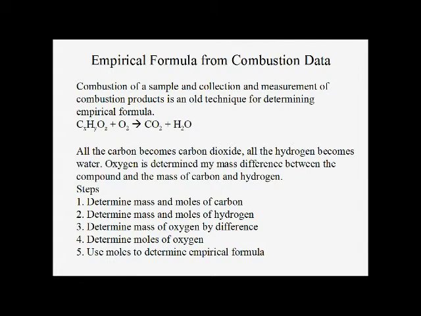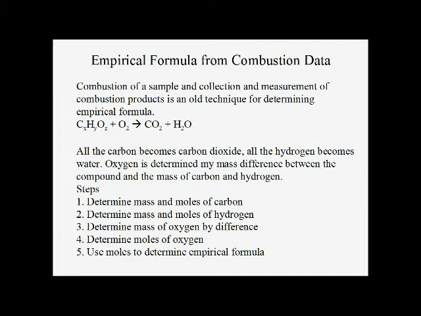So we've calculated the mass of carbon and the mass of hydrogen. We will have the mass of the original compound. So we subtract the mass of carbon and the mass of hydrogen from the mass of the original compound, and this will give us the mass of oxygen. That will be the mass of oxygen in the compound, not what we're using for combustion, but what's in the compound.